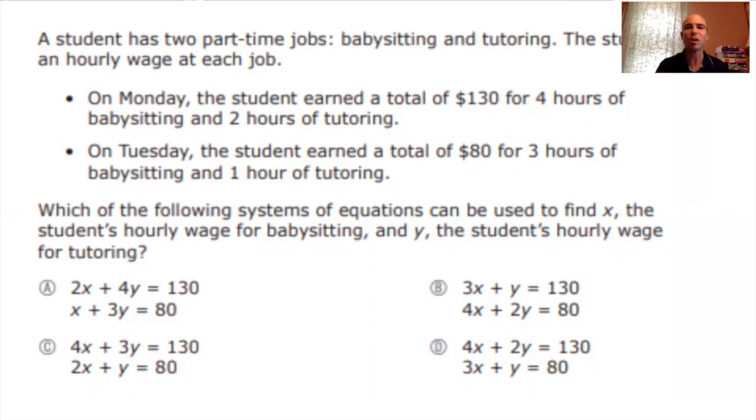A student has 2 part-time jobs, babysitting and tutoring. The student earns an hourly wage for each job.